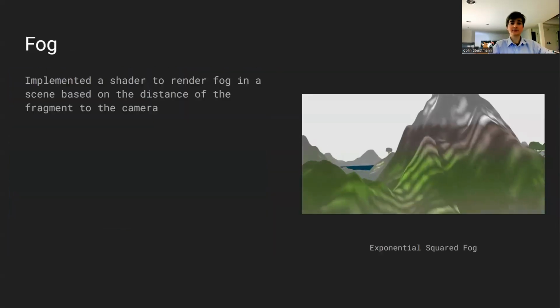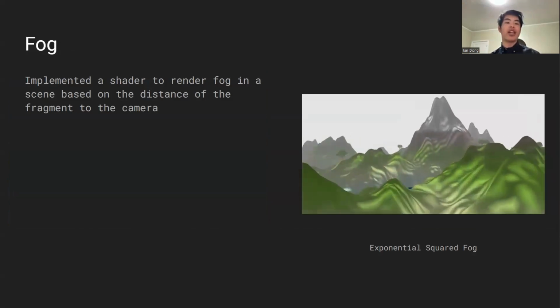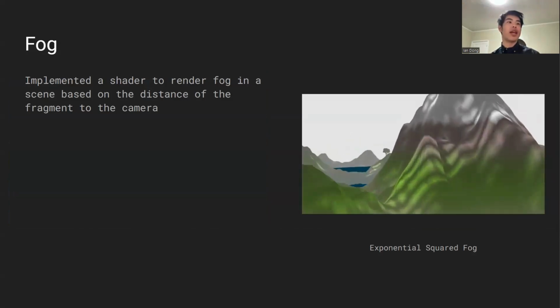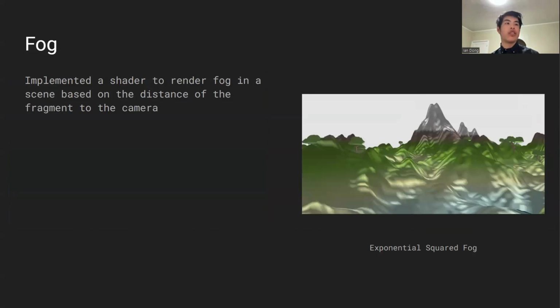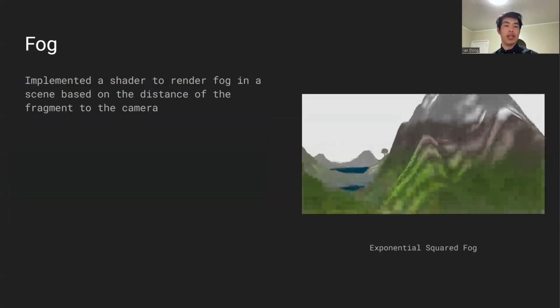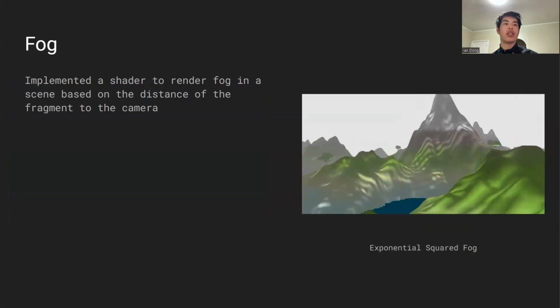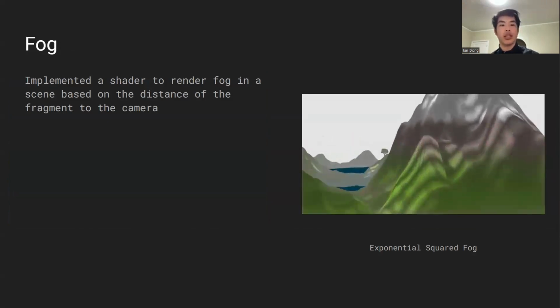Hi, I'm Ian, and I helped implement a shader to render fog in a scene based on the distance of the fragment to the camera. I changed the fog factor based on whether it was a linear fog or exponential, and interpolated between the fragment color and fog color based on this factor to achieve the final vertex color.